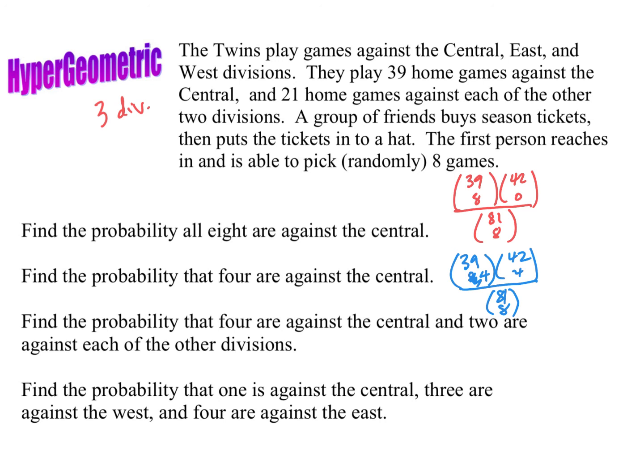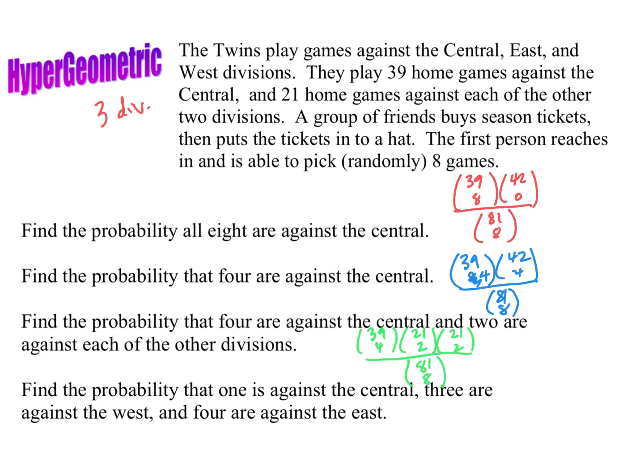Okay, so now we got, out of the 39 games at the Central, we got 4. Out of the 21 against the East, we got 2. Out of the 21 against the West, we got 2. And again, the total here, 81 and 8. Find the probability that 1 is against the Central.